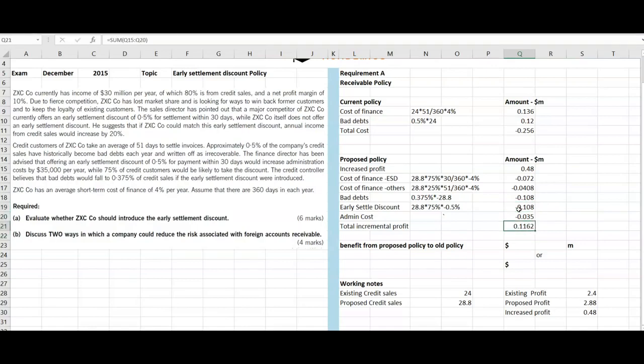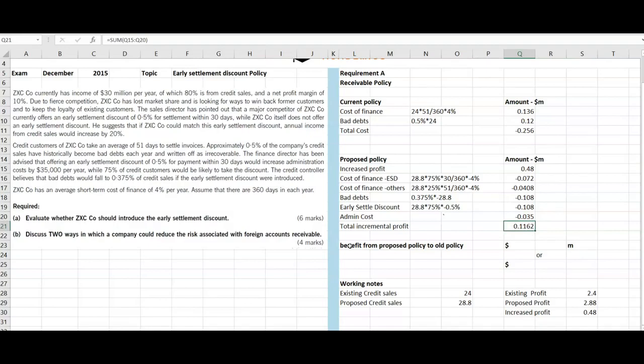So we got our answer. Our incremental profit is going to be 0.116. In the earlier one we only had cost, but in our proposed policy we are getting a profit. So that is actually a very good one.